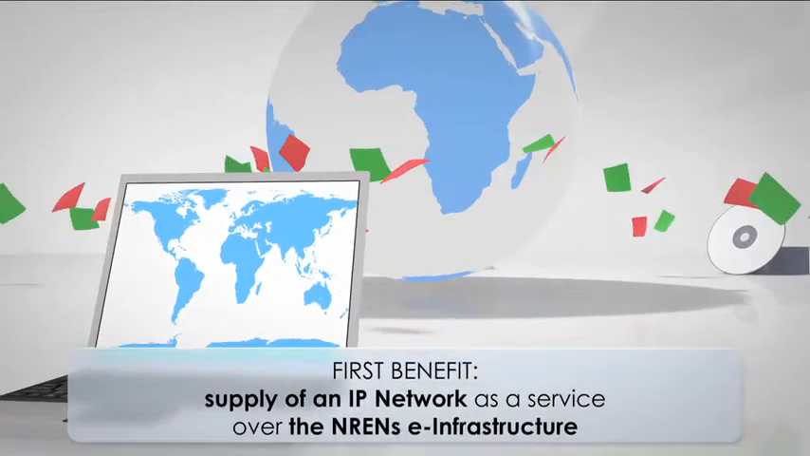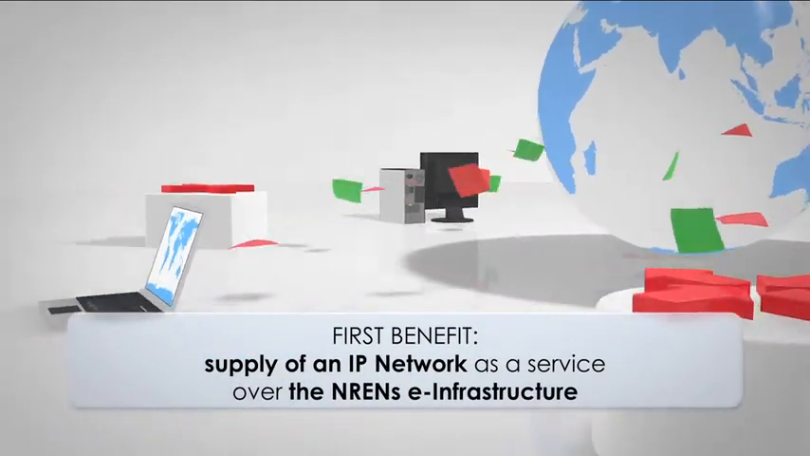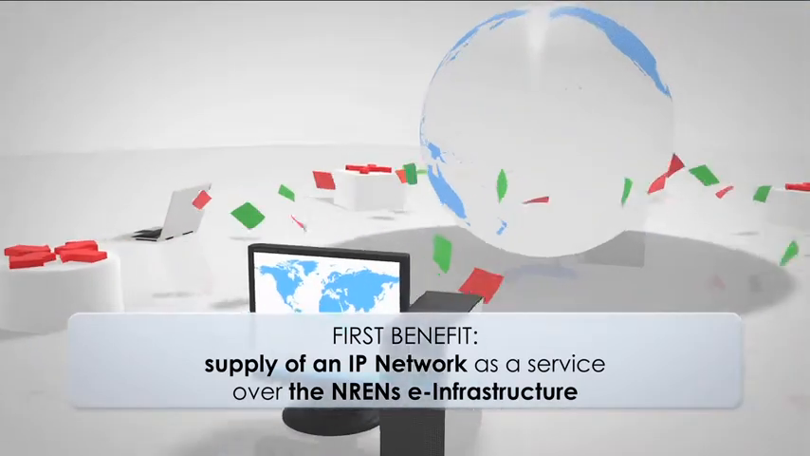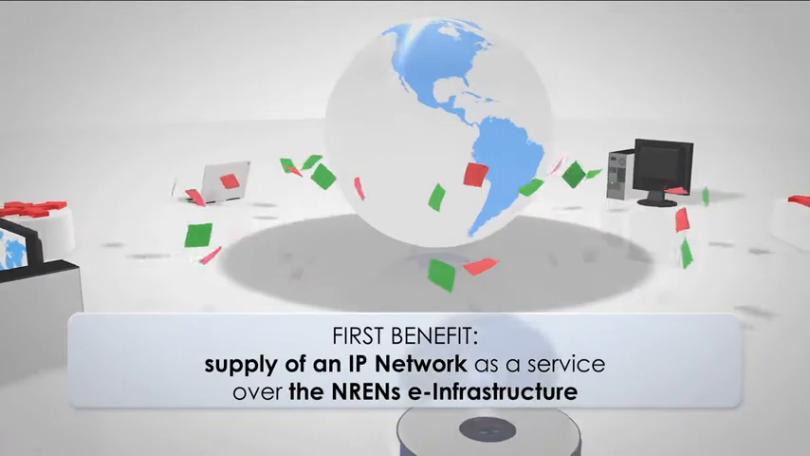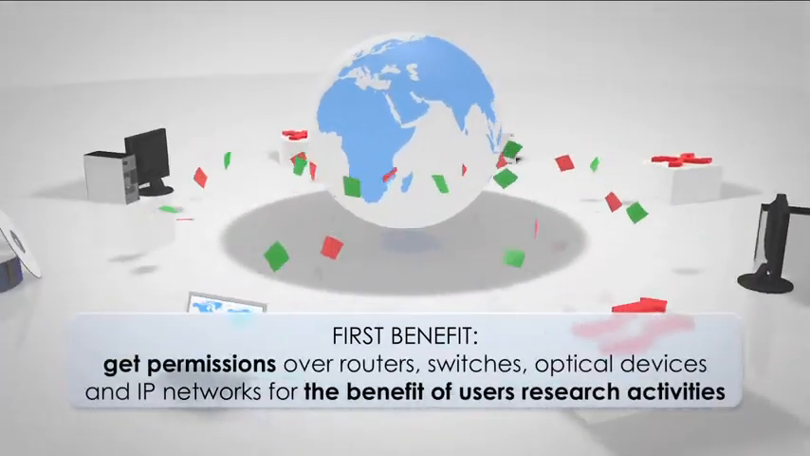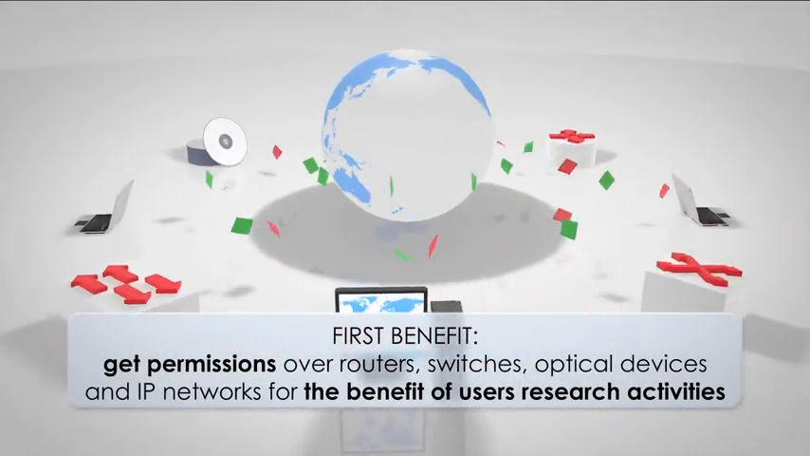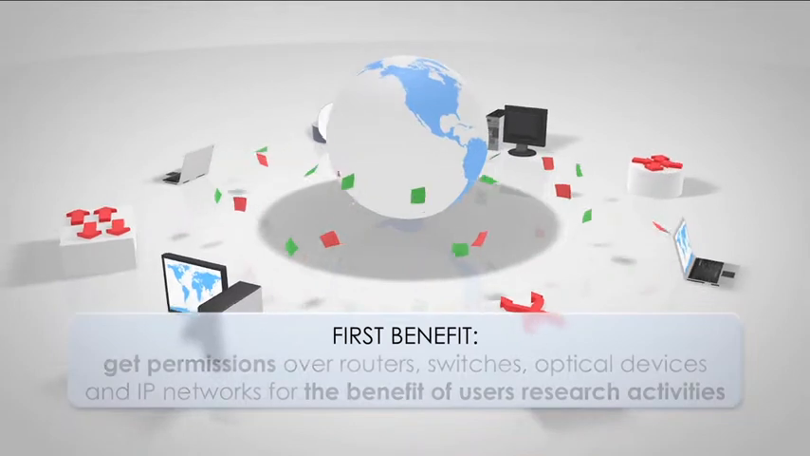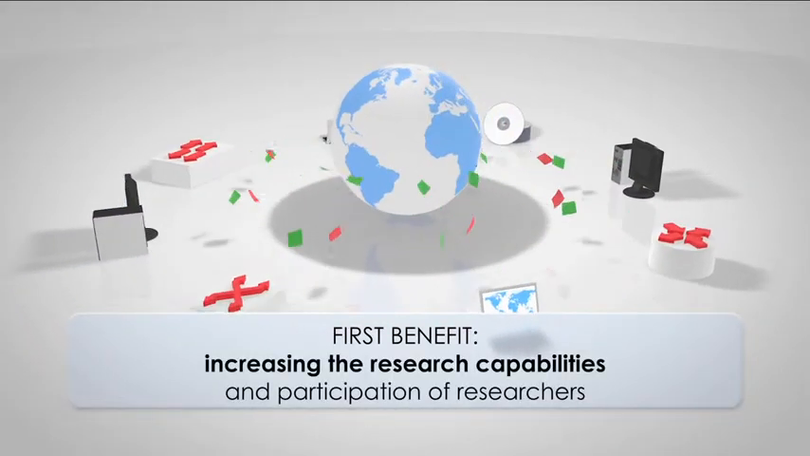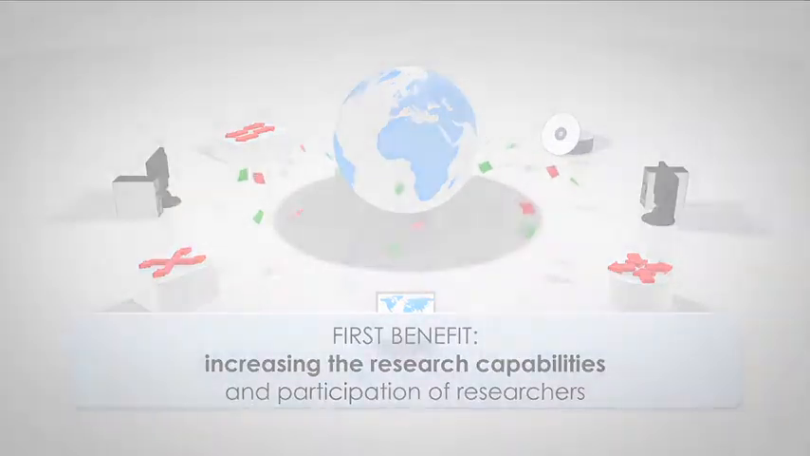Mantychore Vision realizes the supply of an IP network as a service over the NRENs infrastructure, enabling the users belonging to a research community to get permissions over routers, switches, optical devices, and IP networks for the benefit of their research activities, enhancing the quality of the tools available for the European research and increasing the research capabilities and participation of researchers.